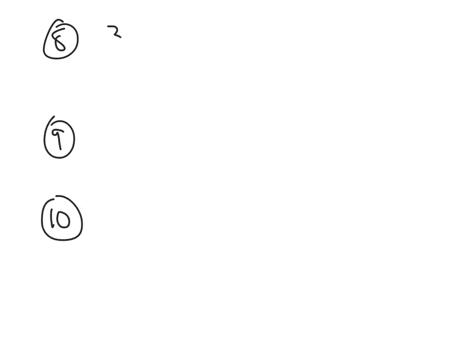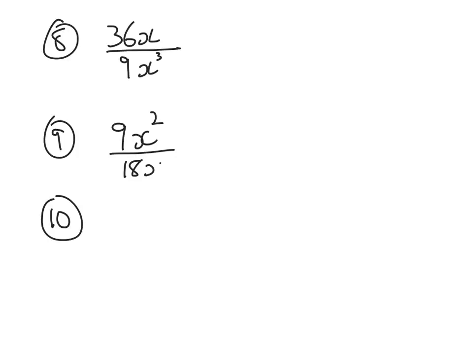Right, let's try 36x divided by 9x cubed, 9x squared over 18x, and lastly let's try 25c to the power of 7 over 10c cubed.